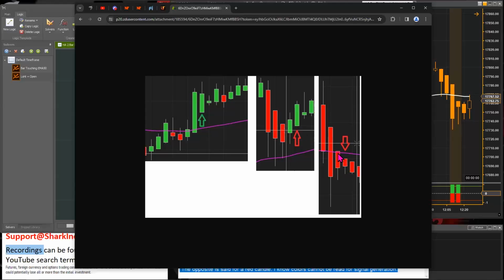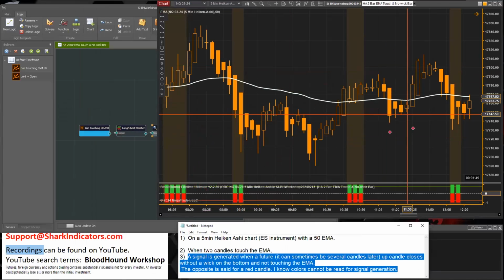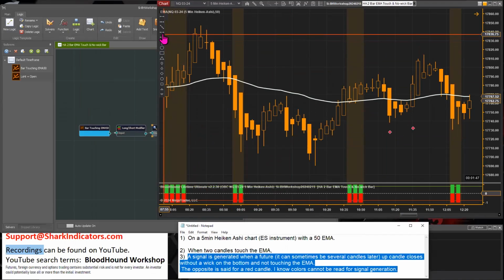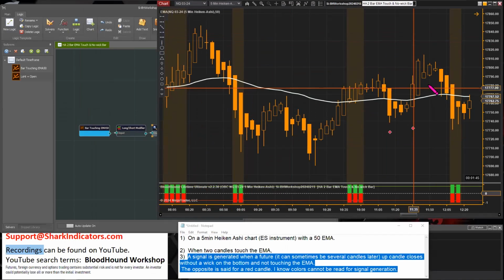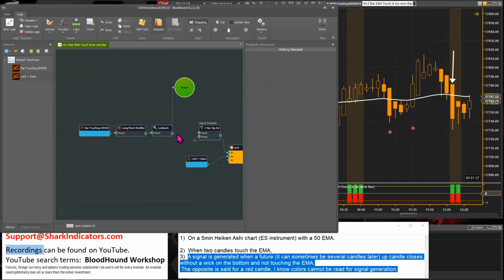So we need another condition which says, okay, now the bar may not be touching, so the bar must have moved off that EMA. Right. And so that'll remove the signal off of the bars that are touching.